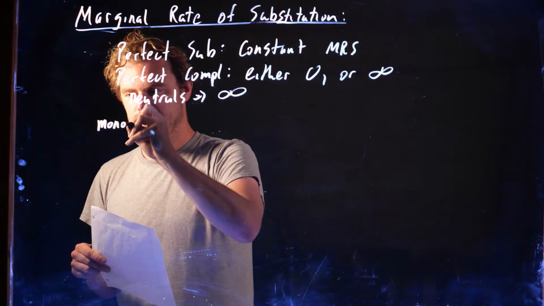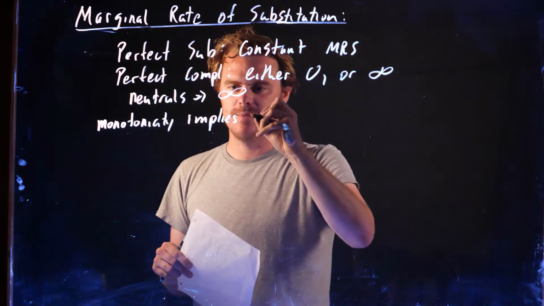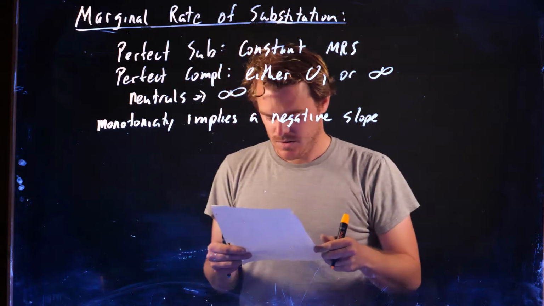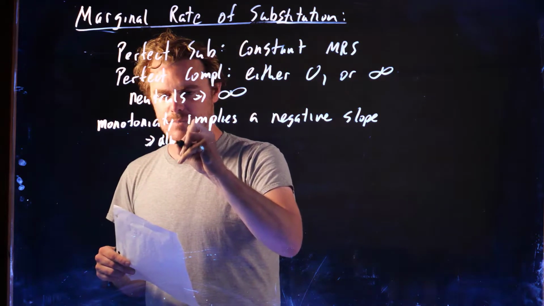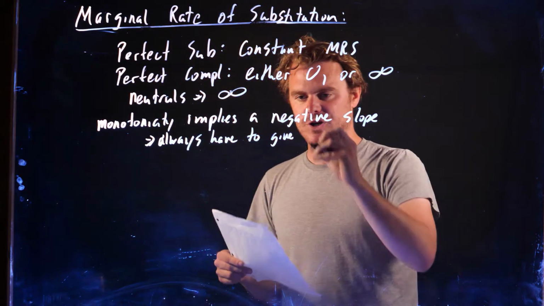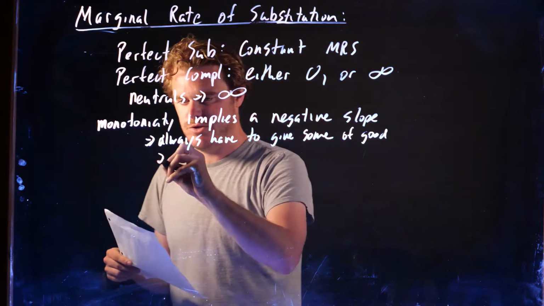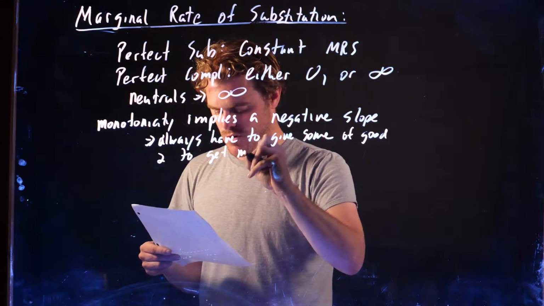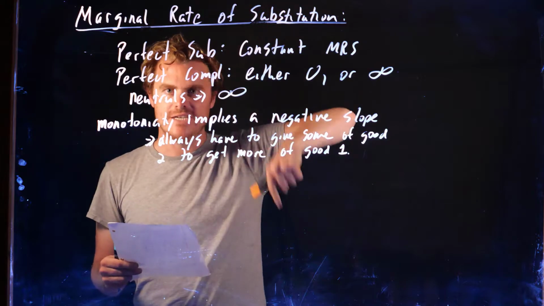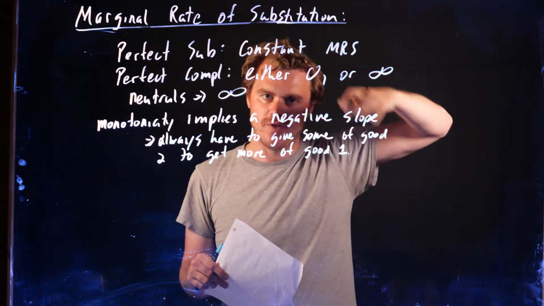Monotonicity implies a negative slope, as we talked about before. Which means we always have to give up some of good 2 to get more of good 1, and vice versa. Decreasing the amount of good 2 and increasing the amount of good 1 is the only way to stay indifferent along that same indifference curve.